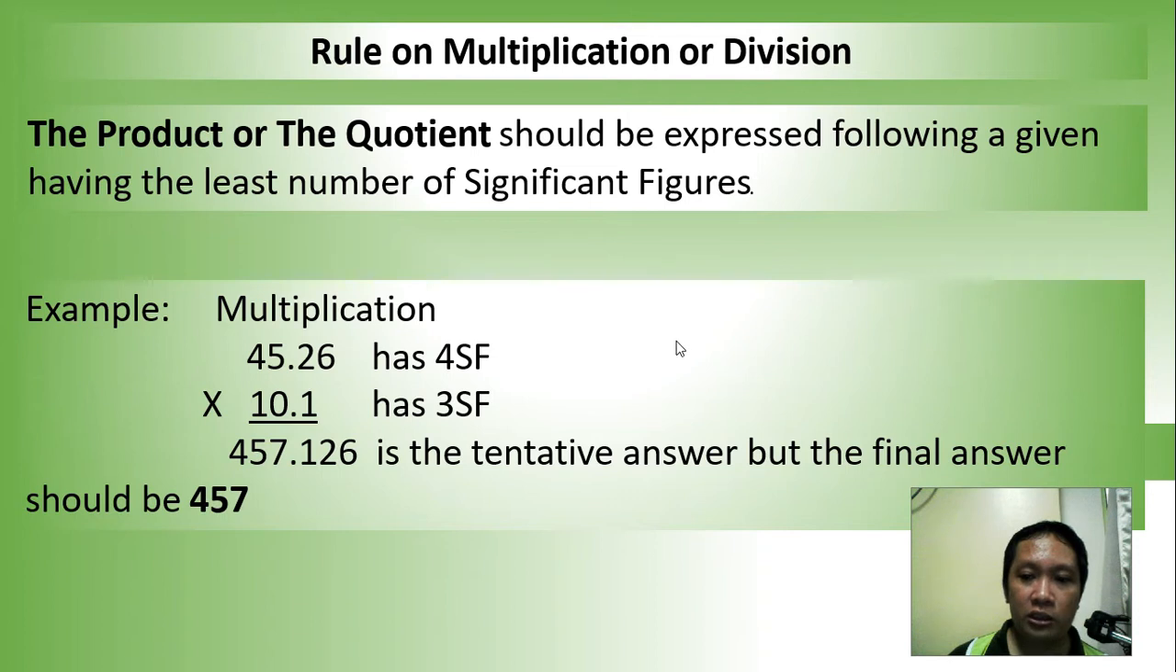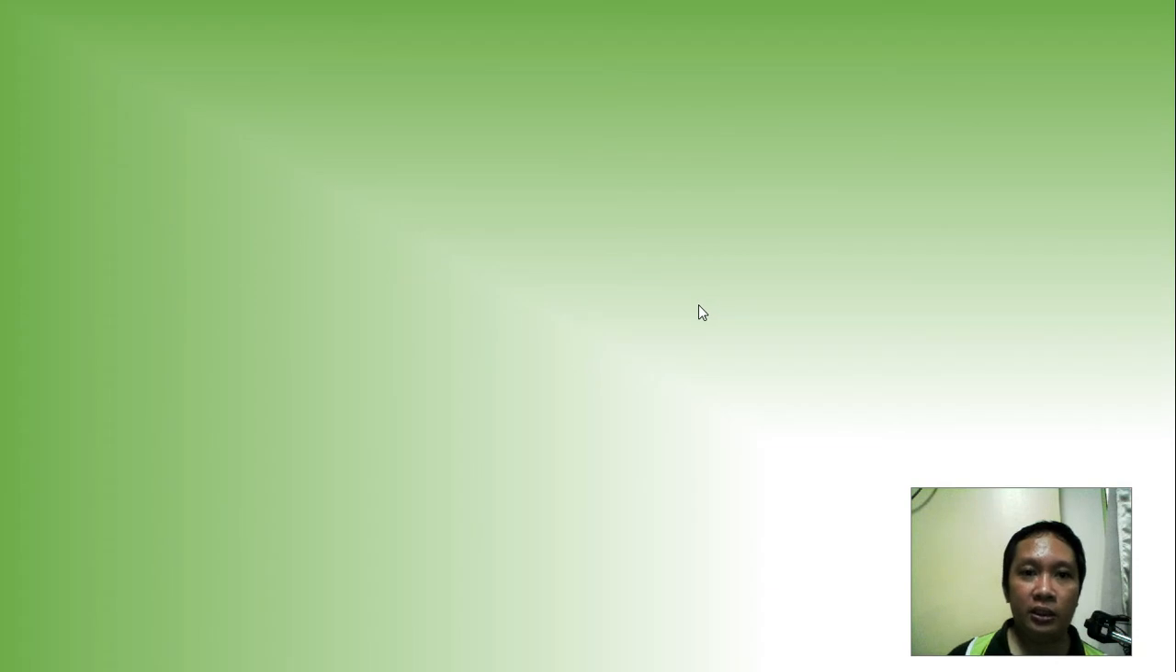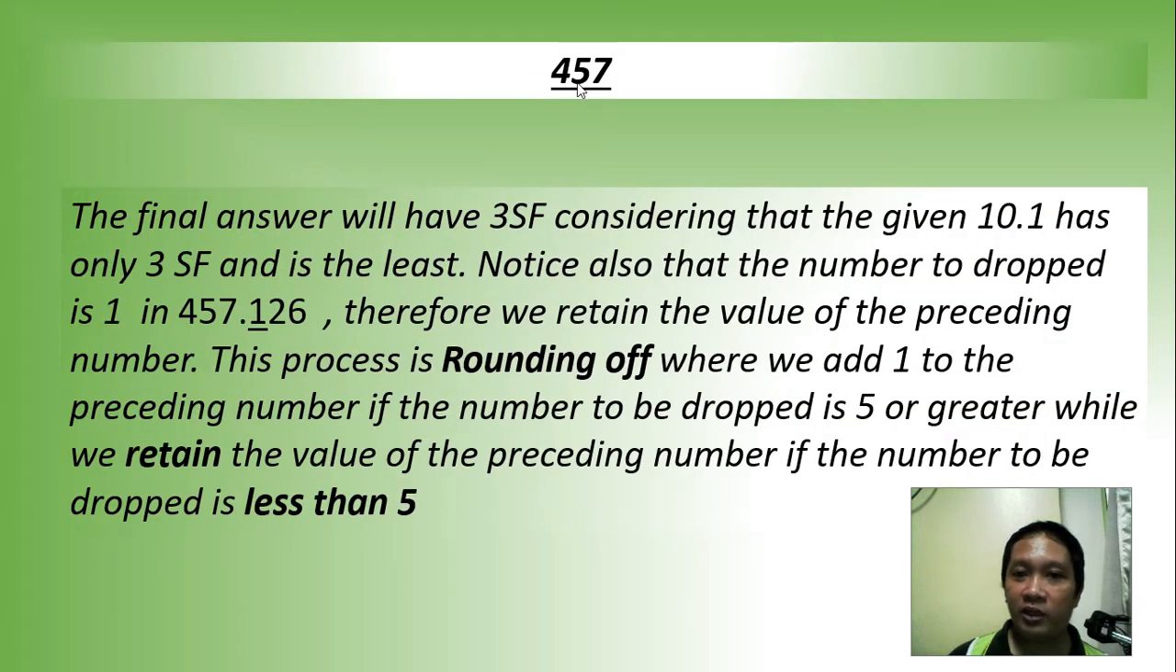If we use our calculators, you will notice that this answer will be obtained. 457.126, this is the tentative answer, but of course the final answer should carry with it a number of significant figures, which is 3. Okay, so therefore we should eliminate 1, 2, and 6, leaving only 4, 5, and 7. Notice that the number to be dropped is 1, to have a final answer having 3 significant figures. Okay, so 457 will be our final answer.